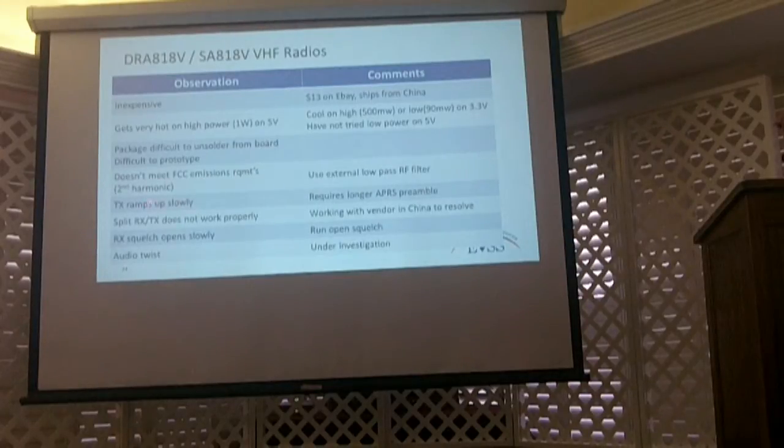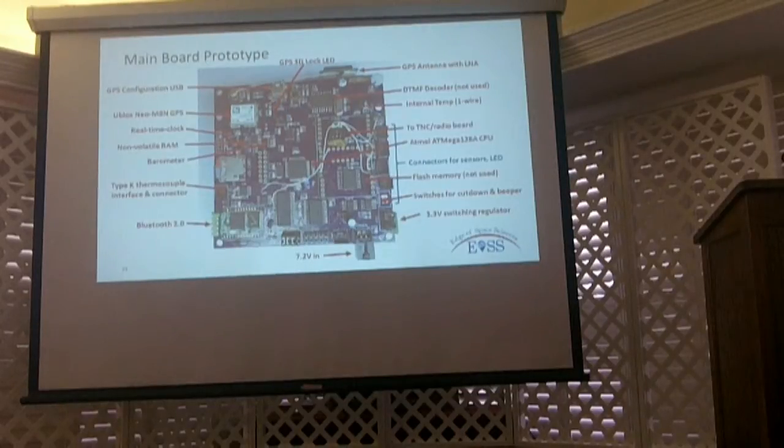I mentioned that the TX ramps up slowly, rather than going on immediately, so you need a longer preamble on your APRS data. The split RX-TX frequency doesn't work, and I'm working with the Chinese vendor to resolve that. Squelch opens up slowly, so I just run an open squelch. It's got some twist issues, and I'm worried about that with the two tones, since the high and low tones are not equal to each other, so I'm working on trying to figure some of that out.